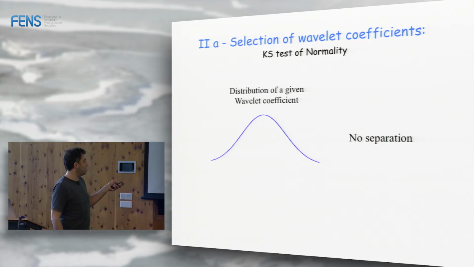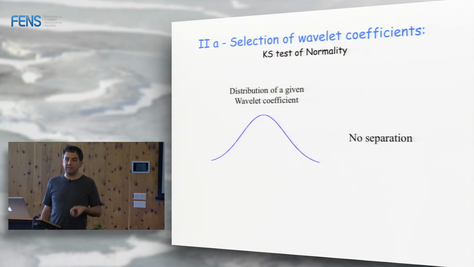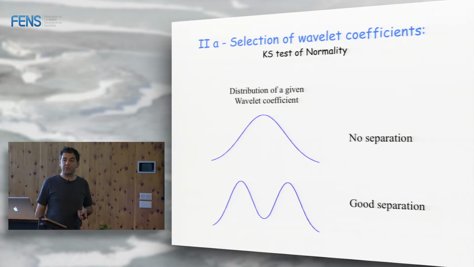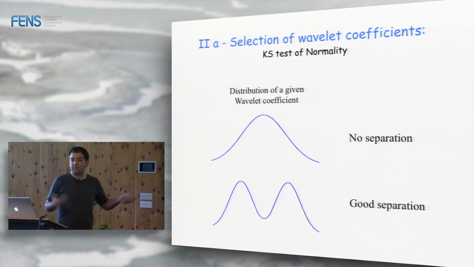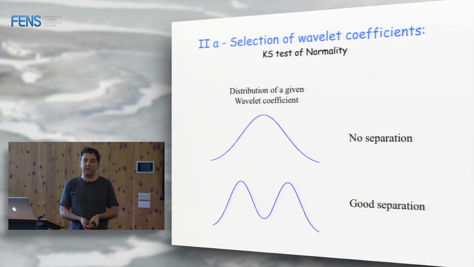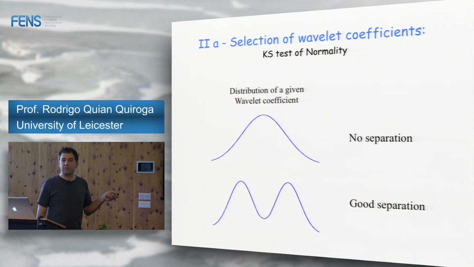For the coefficient we have, in principle, a unimodal distribution, which might be Gaussian. And if you have a coefficient that is separating different clusters, then you will have a multimodal distribution, as I showed you before. So how can you distinguish these two things automatically? Well, you go to math, and there's something very well-known called the Kolmogorov-Smirnov test for Gaussianity. You can test how Gaussian this distribution is.